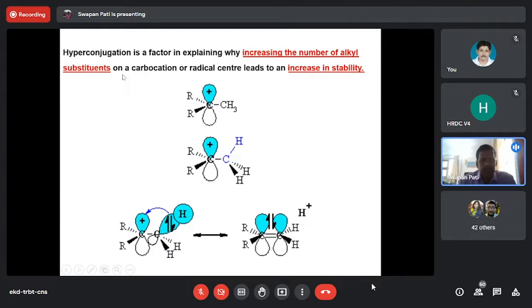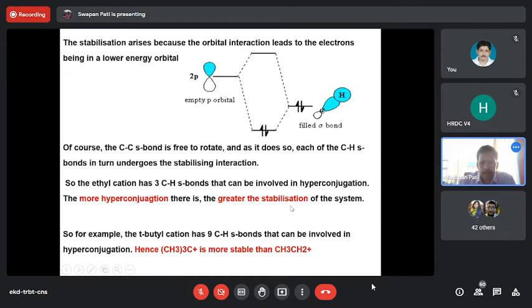So hyperconjugation is a factor in explaining why increasing the number of alkyl substituents on a carbocation or radical center leads to an increase in stability. Because of hyperconjugation. The stabilization arises because the orbital interaction leads to the electrons being in a lower energy orbital. That's the stability. So the ethyl cation has 3 C-H sigma bonds that can be involved in hyperconjugation. The more hyperconjugation there is, the greater the stabilization of the system. For example, the tertiary butyl cation has 9 C-H sigma bonds that can be involved in hyperconjugation. Hence, (CH3)3C+ is more stable than the other ones.